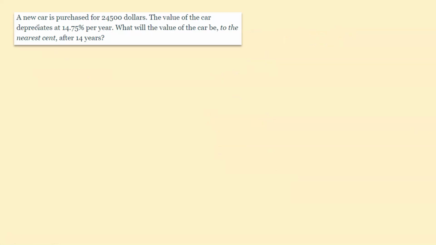All right, let's look at this example. A new car is purchased for $24,500. The value of the car depreciates at 14.75% per year. What will the value of the car be to the nearest cent after 14 years? So this is a rate. Percentage is always a rate, and it says it's depreciating at this rate, so that is decay.